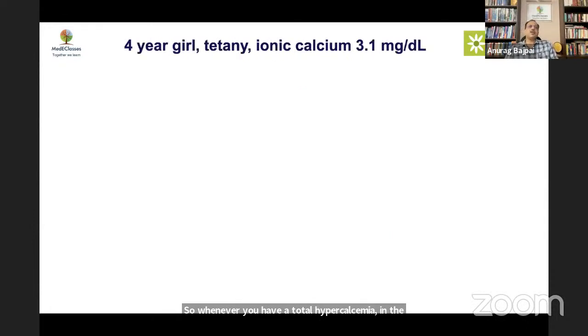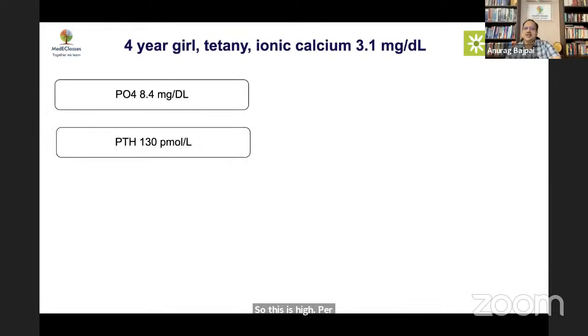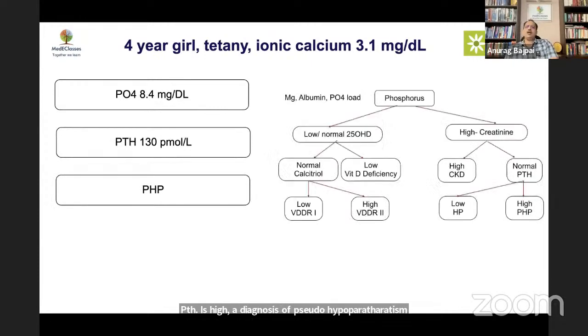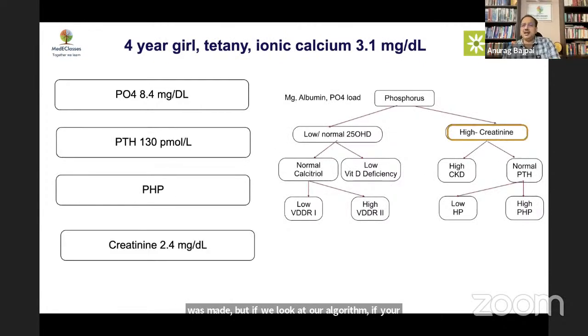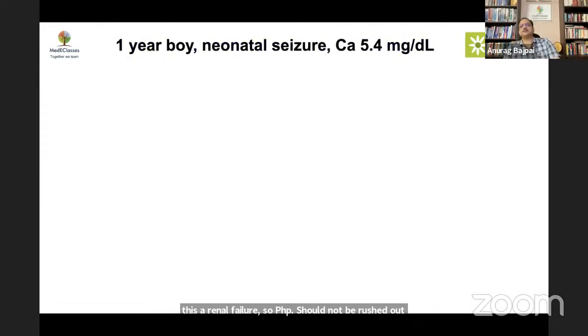So whenever you have a total hypocalcemia in the absence of symptoms, you have to confirm the actual ionic levels, which become important. A 4-year-old girl with tetany and a low level of ionic calcium, what you are seeing is that the phosphorus is very high. So this is hypocalcemia with hyperphosphatemia. We're not dealing with vitamin D related causes here. The PTH is high. A diagnosis of pseudohypoparathyroidism was made. But if we look at our algorithm, if your phosphorus is high, the first thing to look at is creatinine. Now, what we are seeing here is that creatinine is high, making this a renal failure. So PHP should not be rushed as far as immediate diagnosis is concerned.